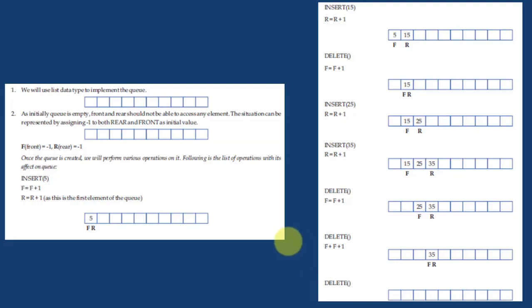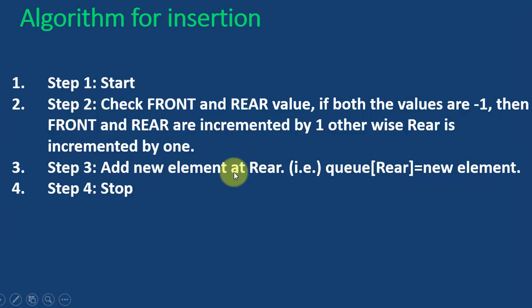Okay, so let us see an algorithm so that we can implement the insertion operation on the list. So here, first of all, we are going to start. Then step 2 is check front and rear values. If both the values are -1, then obviously we need to increase both the rear and front by 1. Otherwise, rear is incremented by 1 till the last element, or if you have a cap on size, you can check the size. Okay, I'm not going to do it here.